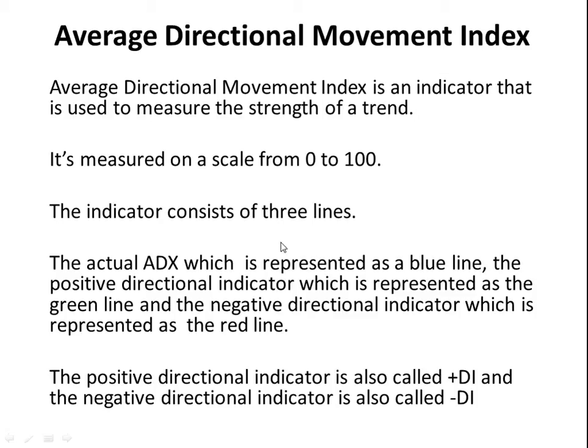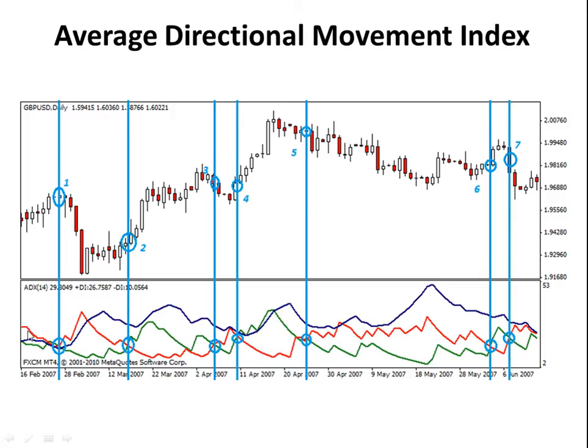The actual ADX line, which is represented as a blue line, a positive directional indicator and a negative directional indicator. Positive directional indicator is represented as green line and negative directional indicator is represented as red line. If you see in this picture, the actual average directional movement indicator line is this blue line, and the positive directional line is the green line and the negative directional line is the red line. So normally this indicator is measured from a value of 0 to 100.